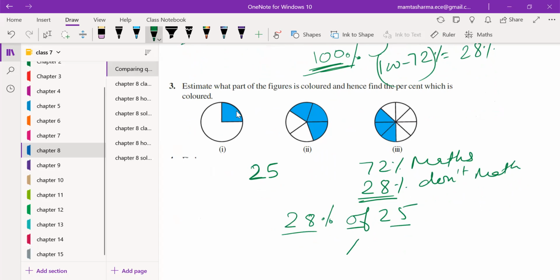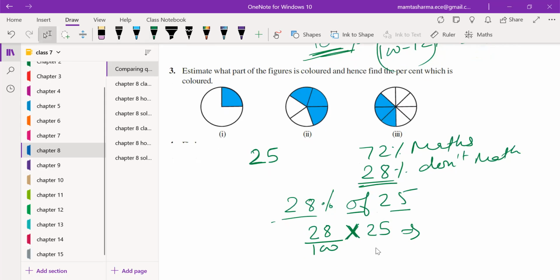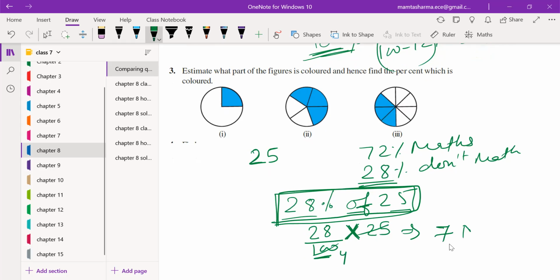This 'of' means multiplication. So write 25 and 28%. This percent means divide by 100. You can also make it as an equation. Always equation, or you can write 28% of 25. You have to find out 28% of 25. Of means multiplication, percentage means divide by 100. So now simply solve it. 25 ones are 25, 4 fours are 4, 7 sevens are 7. So 7 students don't like maths. Correct? Yes, ma'am. 25 minus 18.